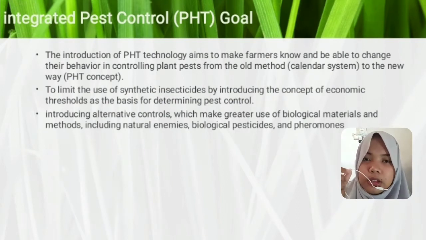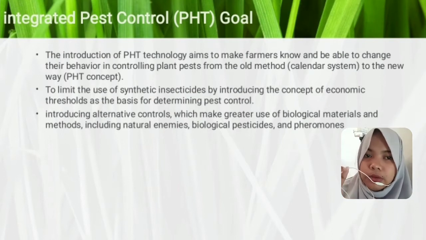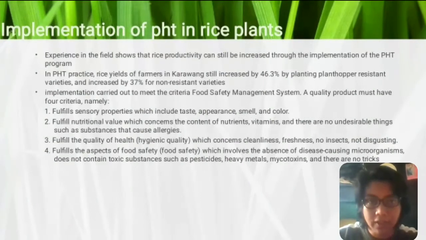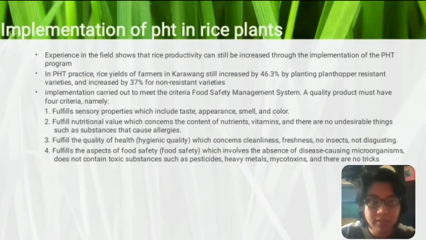The second one is to limit the use of synthetic insecticides by introducing the concept of economic threshold as the basis for determining pest control. The third one is introducing alternative controls which make greater use of biological materials and methods, including natural enemies, biological pesticides, and pheromones. Okay, the next slide is implementation of IPM in rice plants.